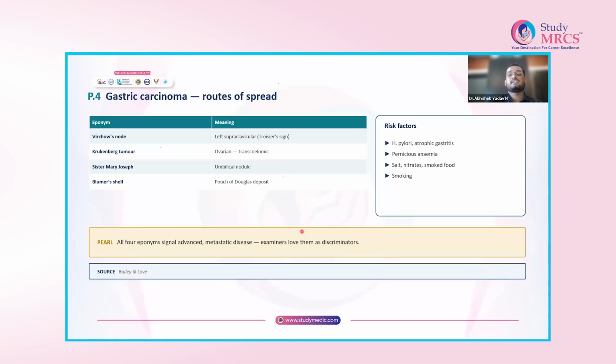So here are the risk factors: H. pylori, atrophic gastritis, pernicious anemia, salt, nitrates, smoked food, smoking. All these act as risk factors for development. Among all these, H. pylori is what you have to remember, because of its role in carcinogenesis. Okay, so these are the few points that you have to remember in case of gastric carcinoma. Same thing, we are going to use the TNM staging system. Based upon the TNM staging system, we are going to do the management.